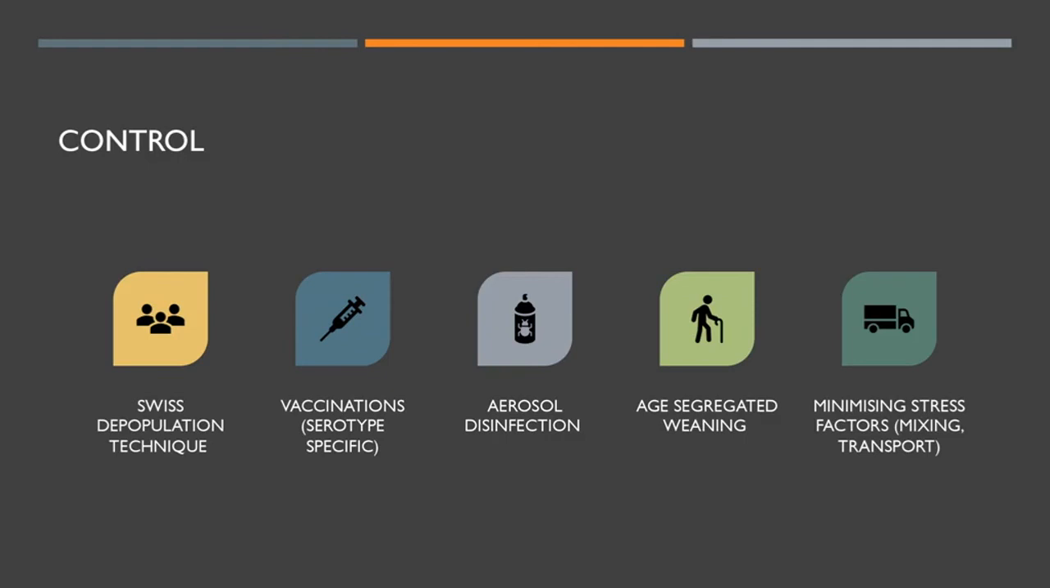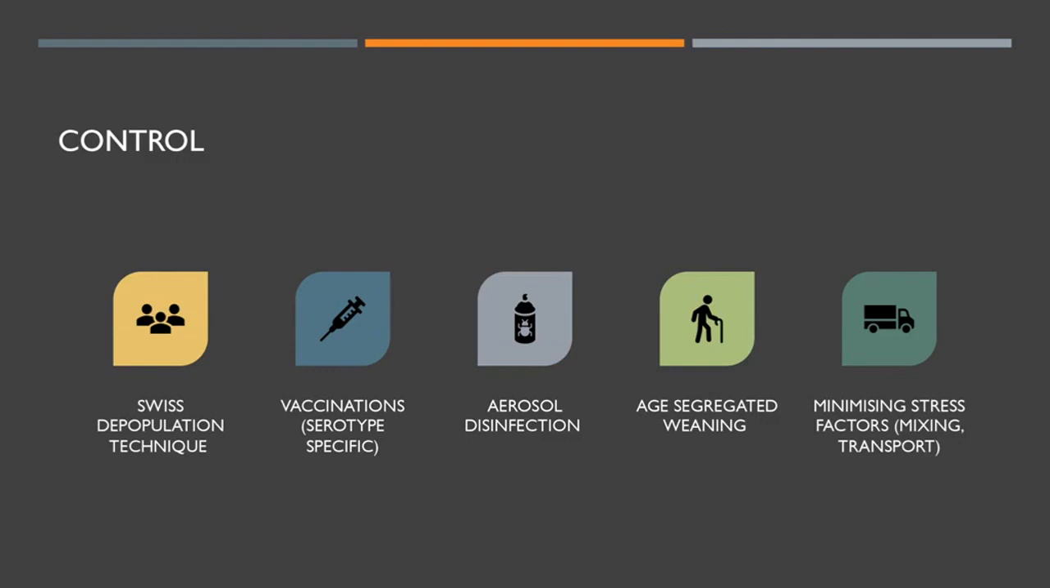Another control mechanism is the Swiss partial depopulation technique. In this technique, the pigs are sold off except for the sows. The sows are then medicated with an antibiotic. Then the sheds are completely cleaned. This thereby eliminates carrier animals, treats sows, and eliminates any organisms in the environment.